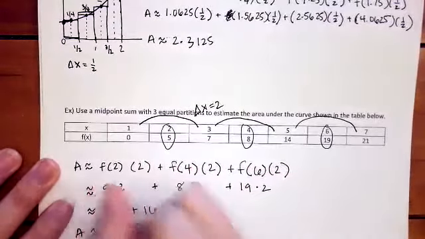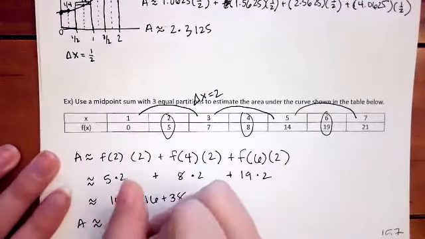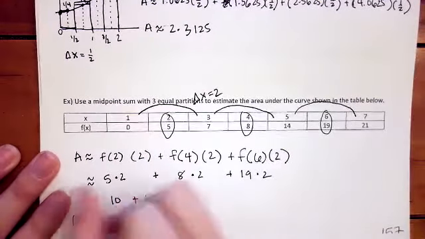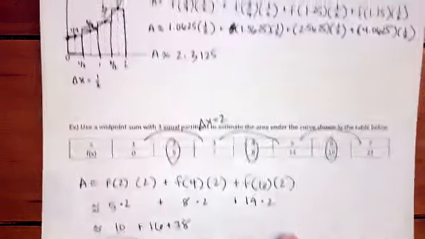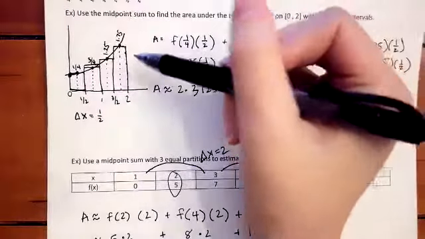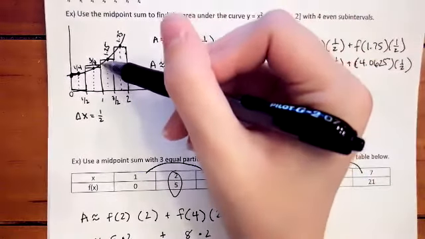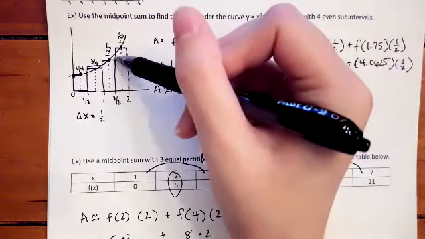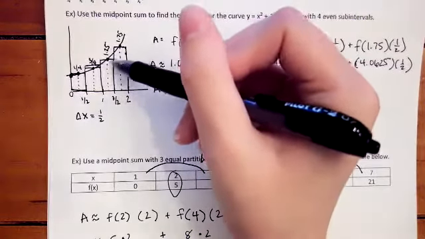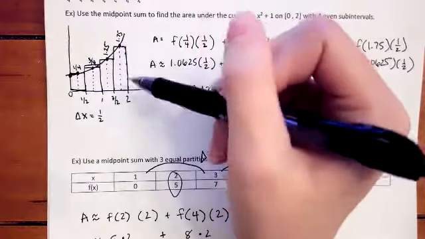For an area approximation of 64. Okay. So midpoints are a little bit nicer than left or right endpoint, because if you notice in this example, we have a little bit of an overestimate in this rectangle, but also a little bit of an underestimate in this rectangle. And the idea is that hopefully they balance each other out.